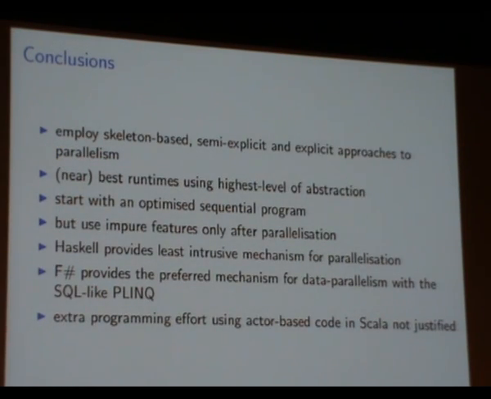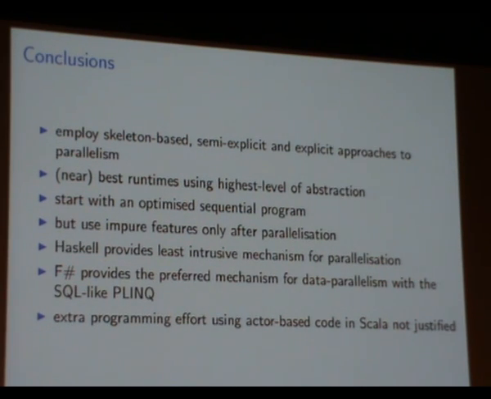So in conclusion, we employ skeleton-based semi-explicit and explicit approaches to parallelism, and we've noted that the near best runtimes are actually achieved by using the highest level of abstraction in each of the languages. So we started with an optimized sequential program. We found that starting with an optimized sequential program is important, and then parallelizing that. But in the end, we try to use improved features only after parallelization in the F# and Scala versions to further improve performance. But we did that in a safe way.